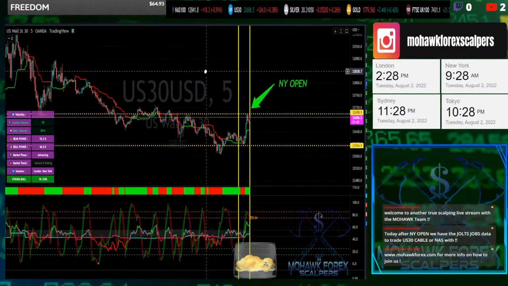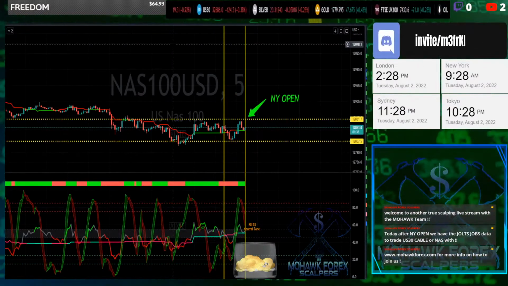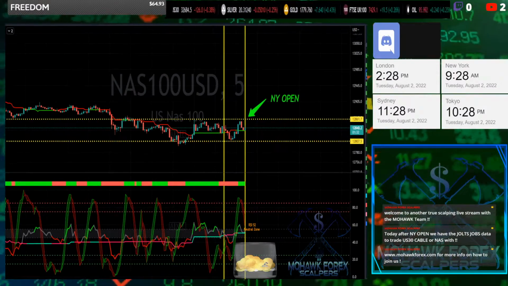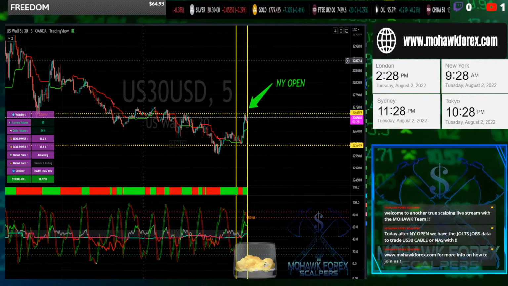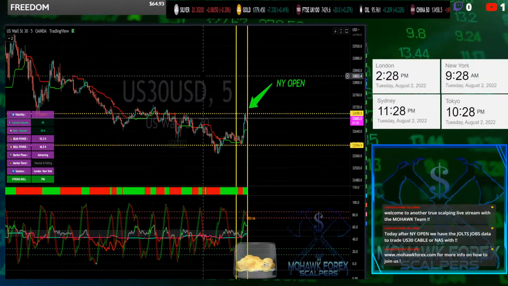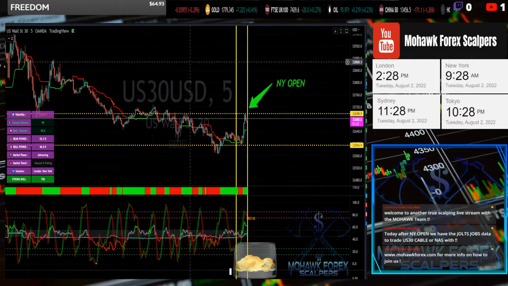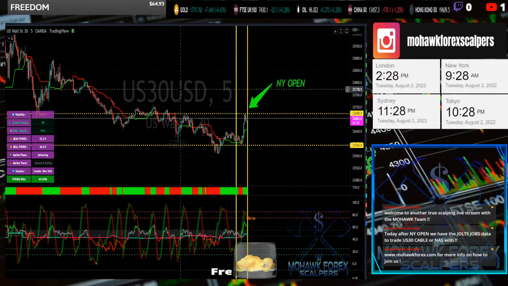Pretty much NAS and Dow, the advantage is you need a smaller account size to trade. US 30 with IC Markets is the biggest account size for trade outside. Those guys who've got 1,000 in terms of funding.